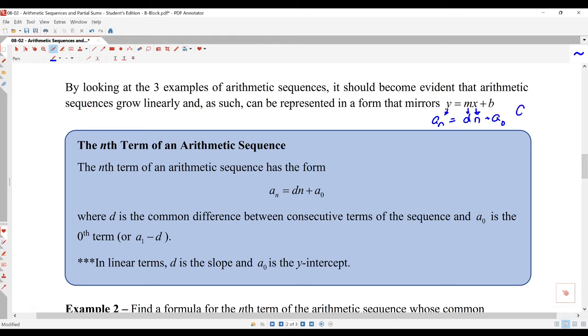Now, just real quick, a0 we can get by taking the first term and subtracting that common difference, just kind of looking at the first term and going back one term. So we'll see that as we go forward. So real quick, the nth term of an arithmetic sequence has the form an equals dn plus a0. Here's the y equals mx plus b, where d is the common difference or slope between consecutive terms of the sequence, and a0 is the 0th term, also known as the y-intercept, or a1 minus the common difference. So again, in linear terms, d is the slope and a0 is the y-intercept.